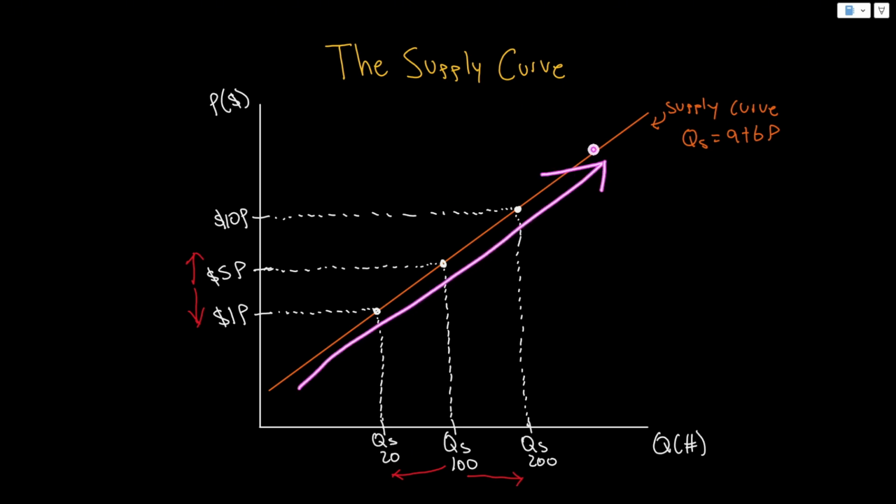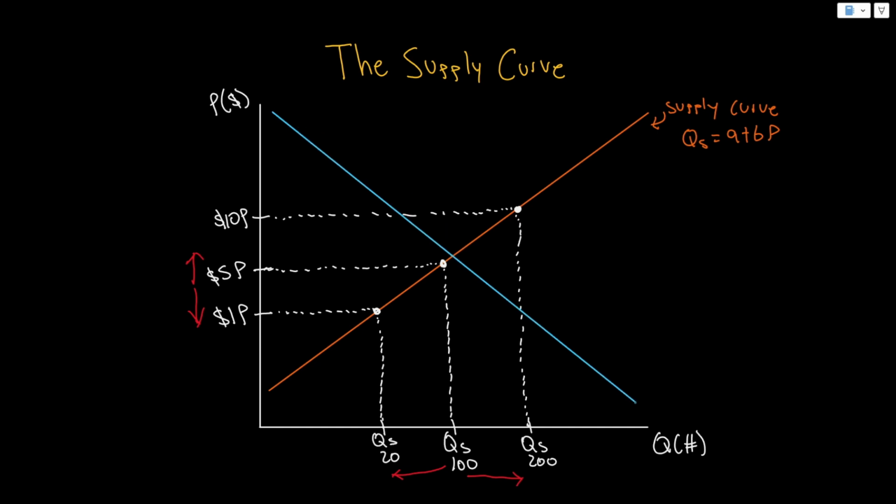Compared to the supply curve, if we were to draw the demand curve real quick, it would be sloping downwards. So the supply curve slopes upwards. And that's pretty much all you need to know about the basics of the supply curve.